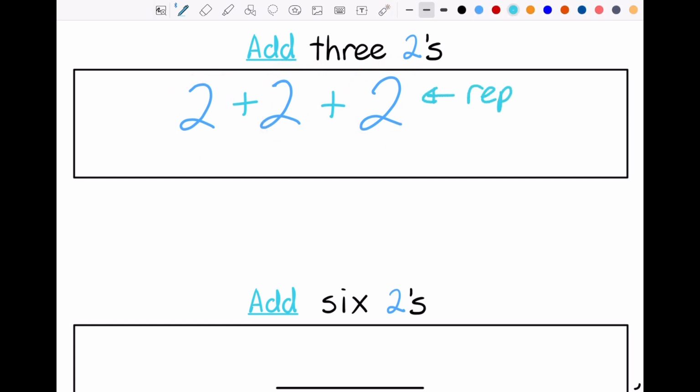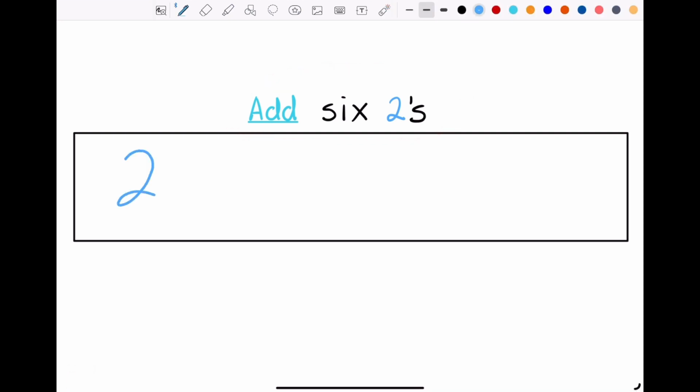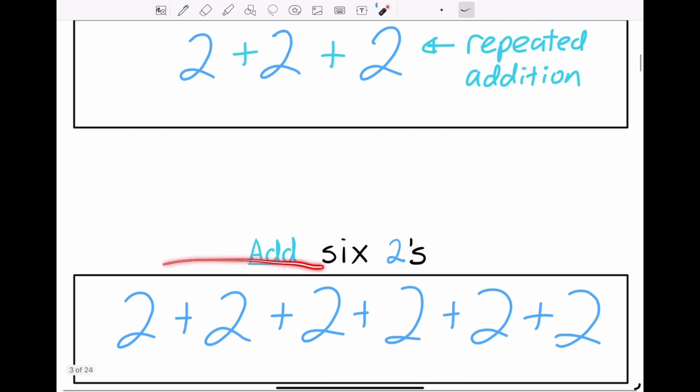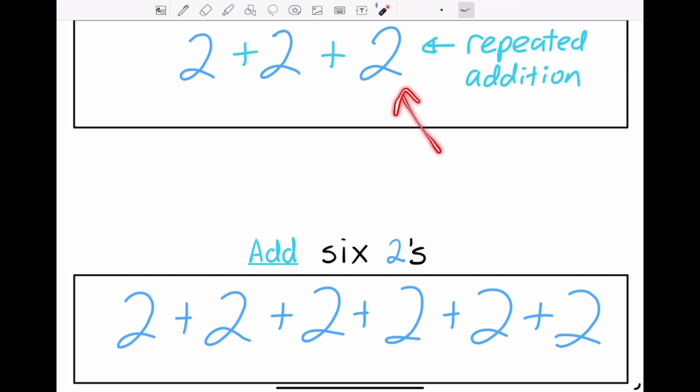Now adding three 2's is very short to write down. However, as we add more 2's together, it becomes long very quickly. As another example, let's say we're adding 6 2's. We could write this as 2 plus 2 plus 2 plus 2 plus 2 plus 2. Already, adding 6 2's is a lot longer to write down than adding 3 2's. So we wanted a way to shorten how we write repeated addition. I don't know about you, but I like to write things shorter if possible. And the way we do that is multiplication.